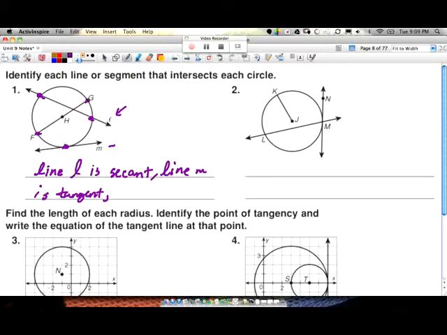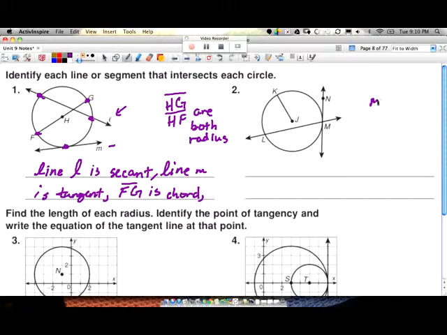Cool. And FG would be a chord. And we could even say HG and HF are both radii, or a radius. Okay, so that was pretty easy there. Let's see what else we got going on.